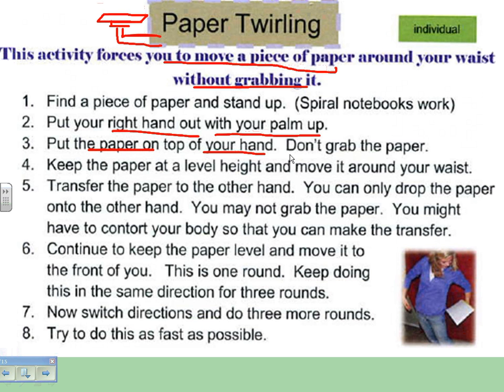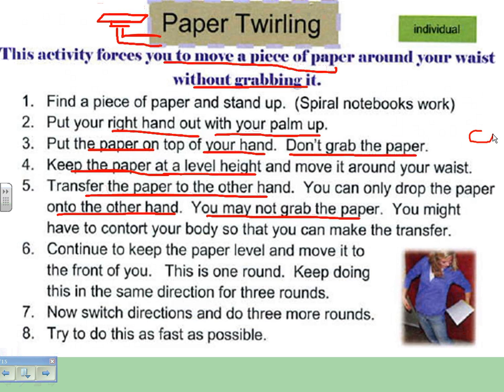All right, so don't grab the paper as you're doing this. The paper has to stay on top of your hand, kind of like that waiter one we did with the notebook. Okay, keeping the paper at a level height, move it around your waist, and to transfer the paper to the other hand, you can only drop it. You can't grab it. So you're going to go around your waist, and then you're going to make a pass, and you're going to do that 3 times.